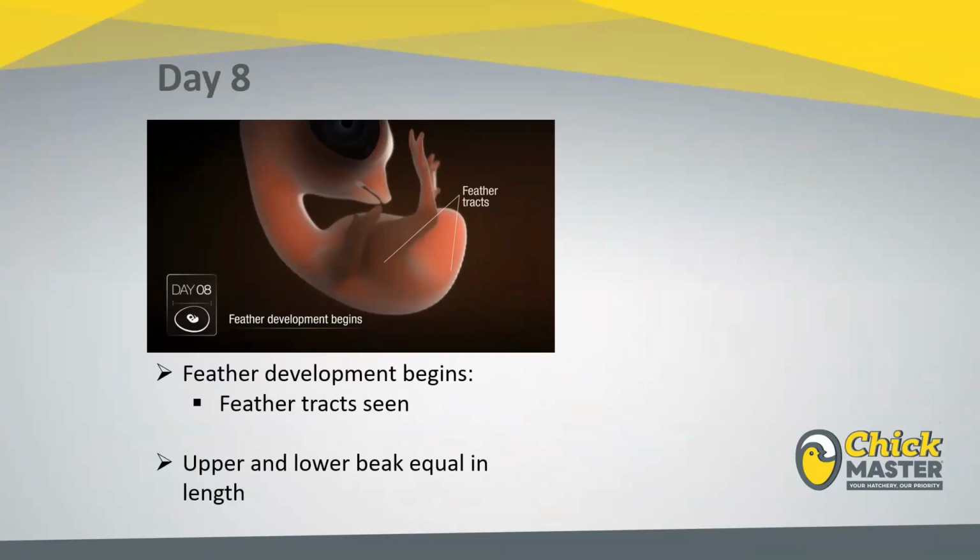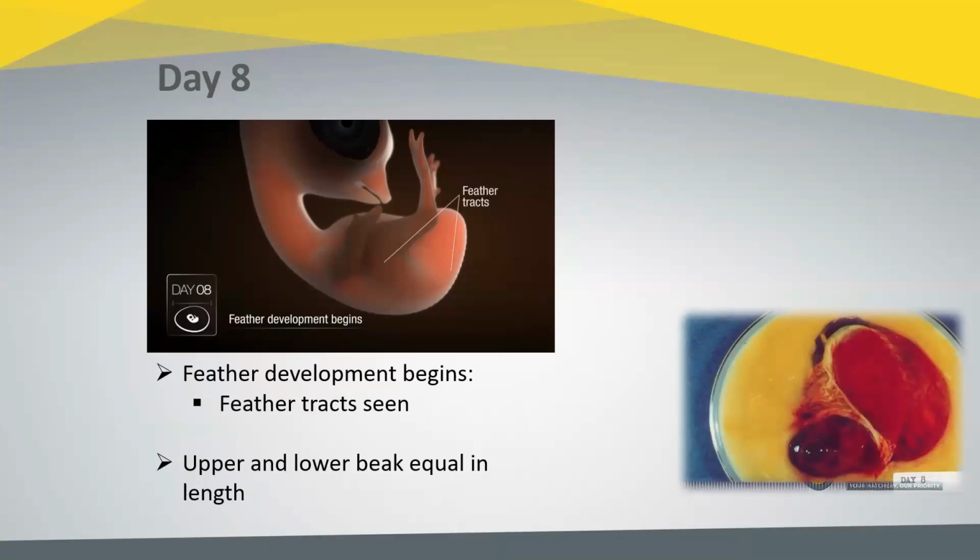We're at day 8, feather development begins. Feather tracks are seen. Upper and lower beak equal in length. Generally for me during a residue breakout, I'll have a tendency with these smaller embryos like this to really dig into them a little bit and look for some of those feather tracks, because that helps identify, am I past my early stage, or am I now entering what I would consider a mid dead.